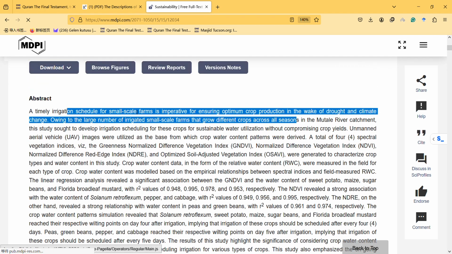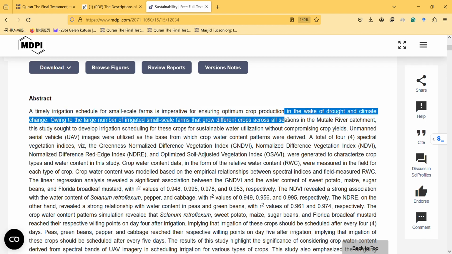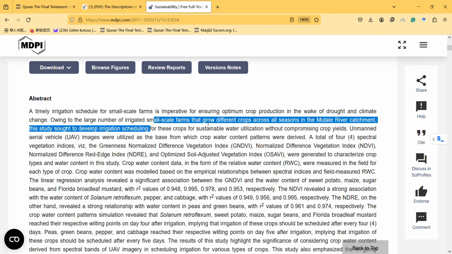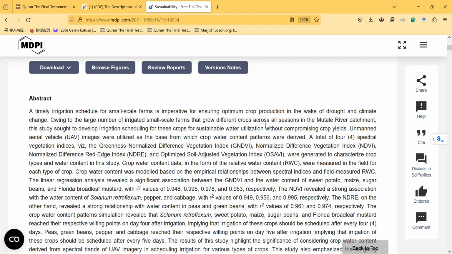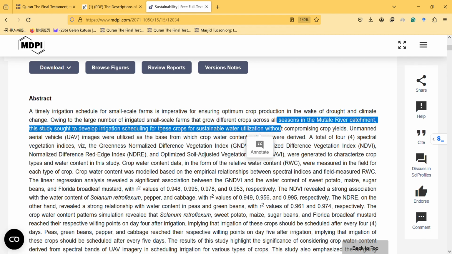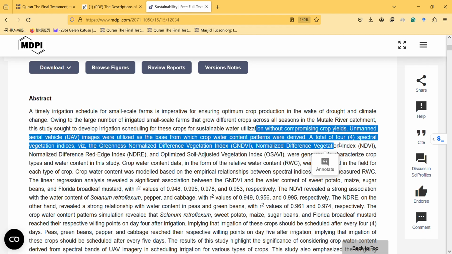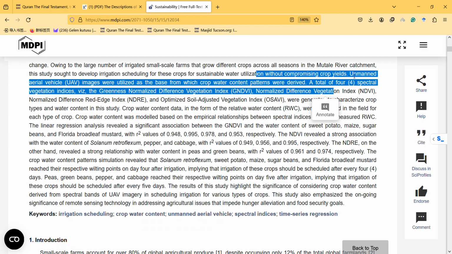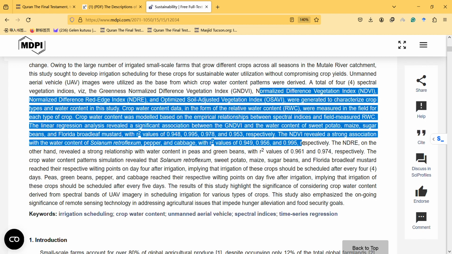Timely irrigation schedule for small-scale farms is imperative for ensuring optimum crop production in the wake of drought and climate change. Owing to the large number of irrigated small-scale farms that grow different crops across all seasons, the study sought to develop irrigation scheduling without compromising crop yields. Unmanned aerial vehicle images were utilized. So I want to see the result.